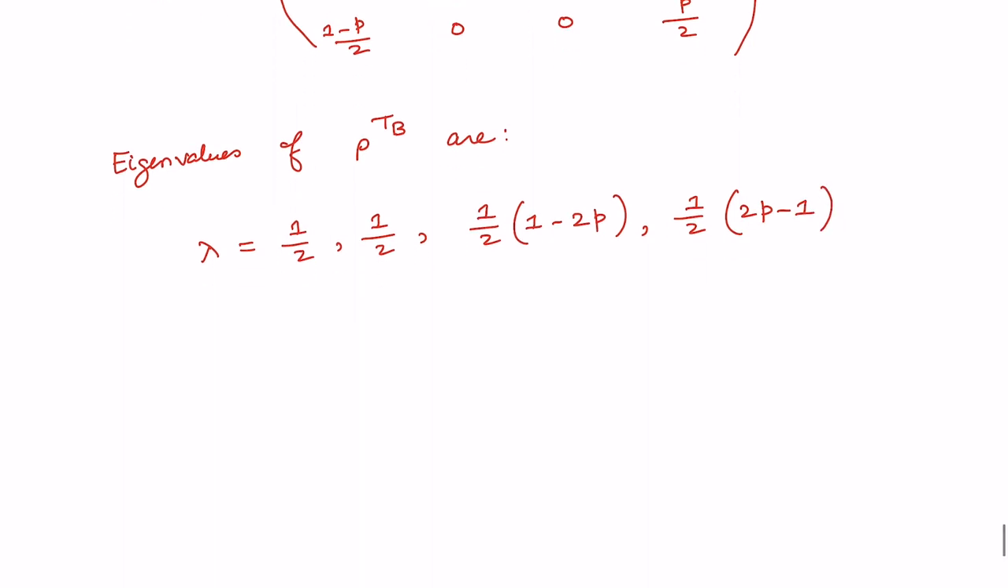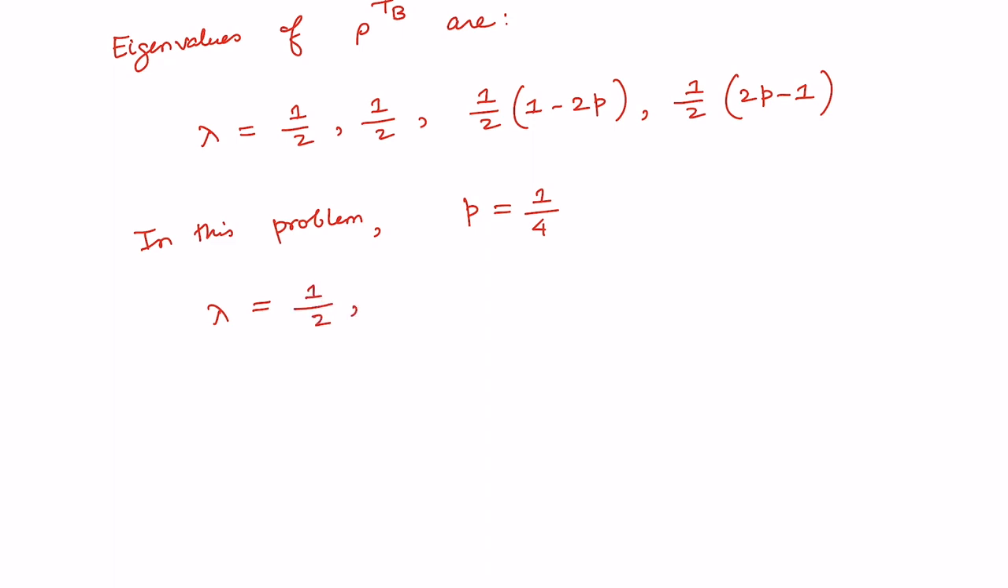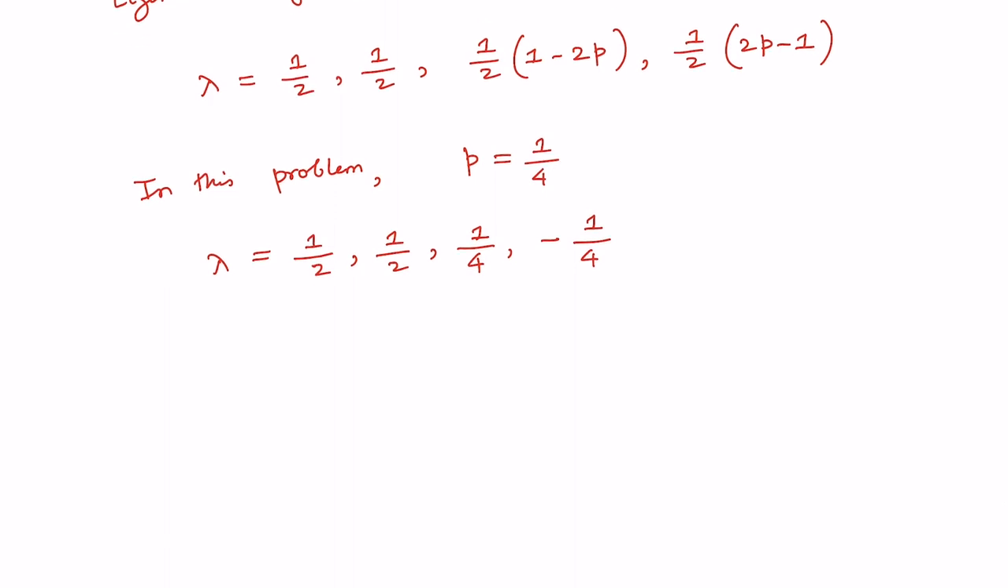Now here, in this problem we are given p is equal to 1/4, so therefore the eigenvalues for the given problem would be 1/2, 1/2, 1/4 and minus 1/4. So as you can see, one of the eigenvalues is negative, so the state is entangled, and rho^TB is not positive semi-definite, so as per the PPT criterion rho is not separable, it is inseparable.